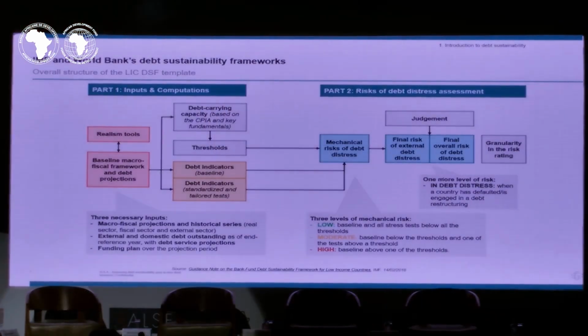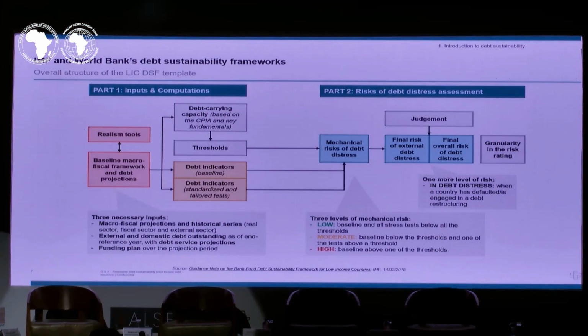So this framework allows identifying four levels of risk: low, moderate, high, and in case of default or restructuring, the country is considered as being in debt distress. And the final risk rating incorporates judgment alongside all these mechanical results, therefore allowing to account for country-specific factors that enhance the credibility of this whole assessment.